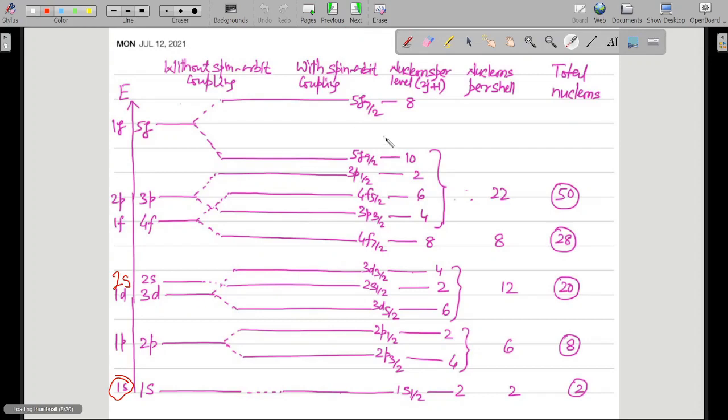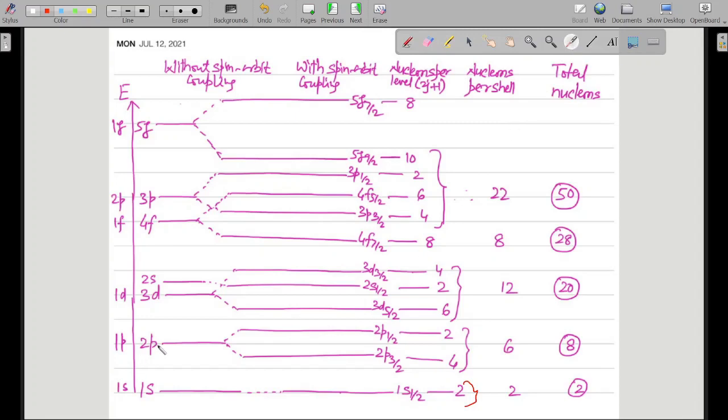Now how does the splitting take place? After having written all these numbers, after having written the orbitals, we just see what the value of L is. For S, L equal to 0. So for L equal to 0 there is only one value of J, that is 0 plus half, so J equal to 1 by 2. So the total number of nucleons is 2J plus 1, that is equal to 2. Now magic number 2 has been encountered, so this in itself will be one shell.